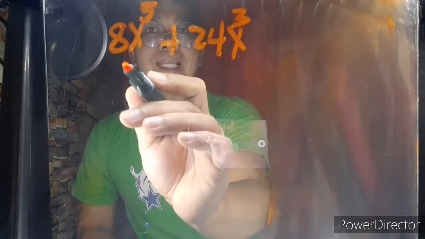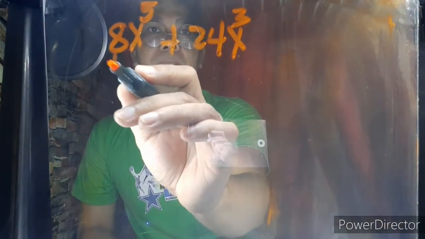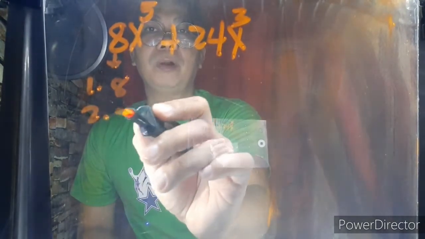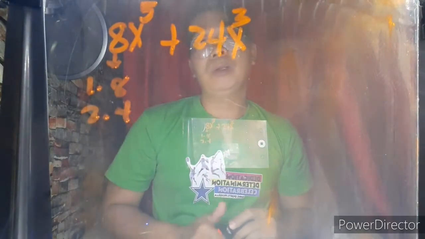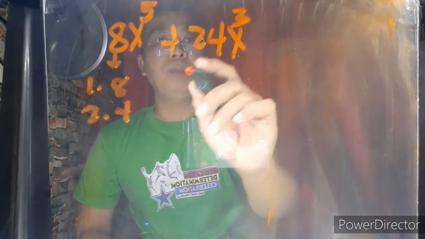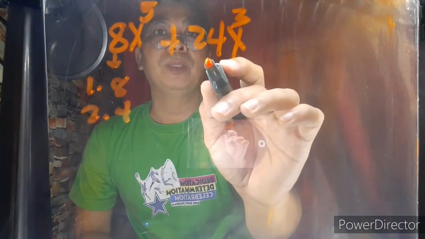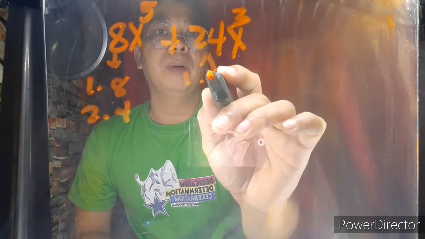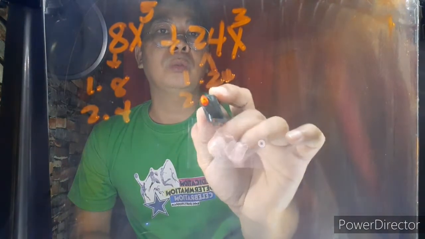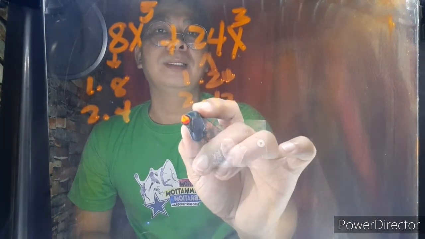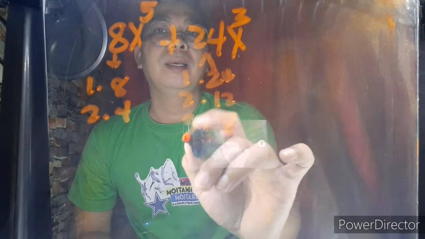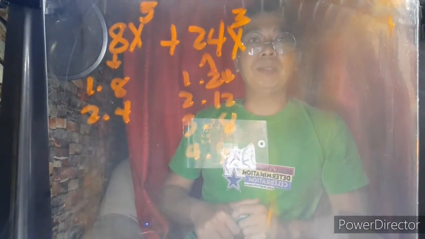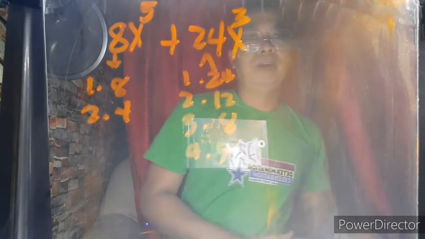So if we're going to list down the possible factor of 8, so we have 1 times 8 and 2 times 4. So that is the possible factor of 8. And what will be the possible factor of 24? The possible factor of 24 is simply 1 times 24, 2 times 12, 3 times 8, and 4 times 6. So that is the possible factor of 24.